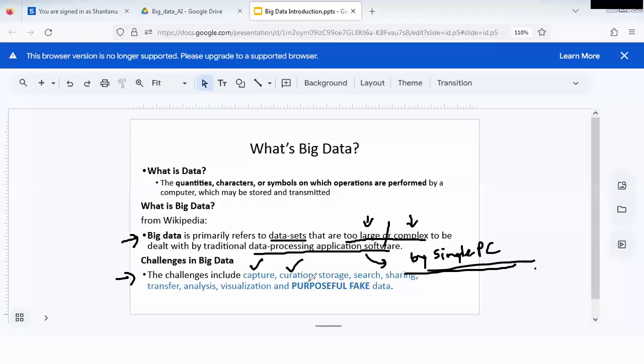So now once you curate, you get the interesting data, then the challenge that comes is storage. Then the challenge is how we will store it, because understand it is too large, very very large or very complex data. So you need to have some specialized tools to store it.